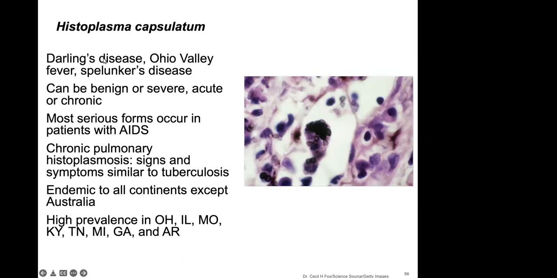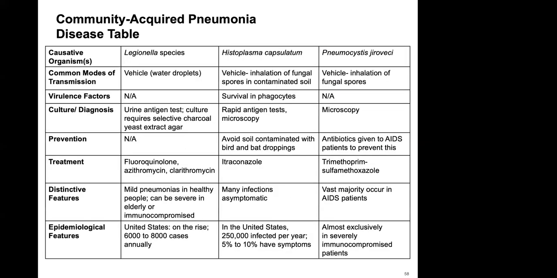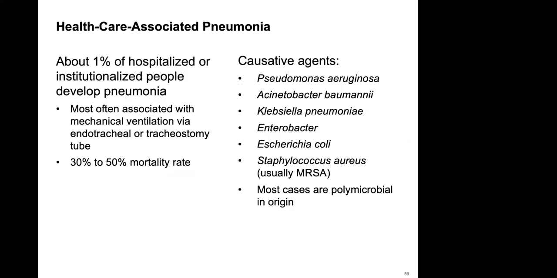Histoplasma causes Darling's disease, also called Ohio Valley fever. This can be benign or severe, acute or chronic, and it's really something you only see in immune compromised patients. If you have a functional immune system, this is not something you should have to deal with, and there are several states where it is quite prevalent. These two tables will summarize the different causative agents for pneumonia.